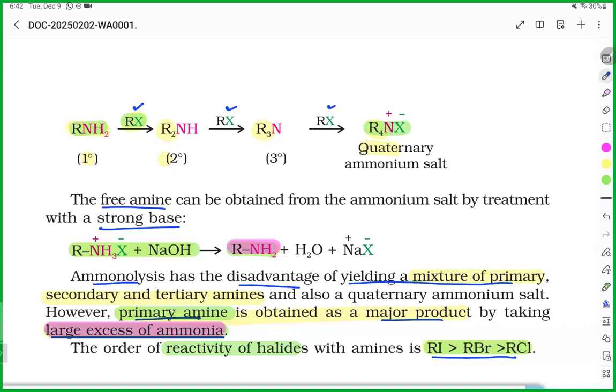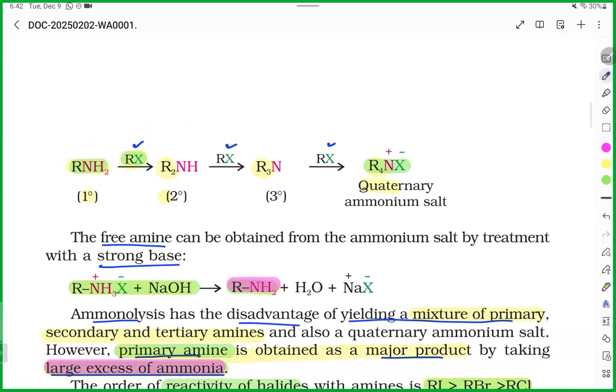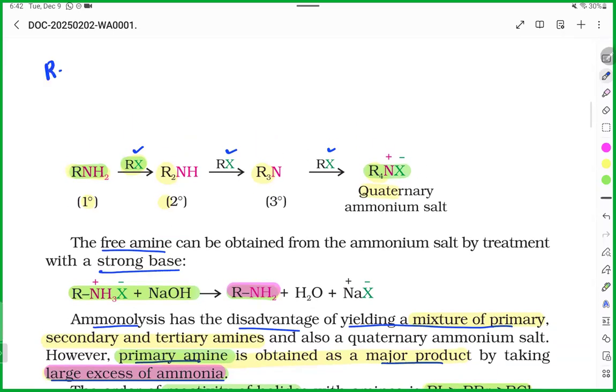Chandana, what happens if you have alkyl halide in excess? What will be the major product? It will be the quaternary salt because you have a lot of RX. Samarth, if you have ammonia in excess, what will be the product?